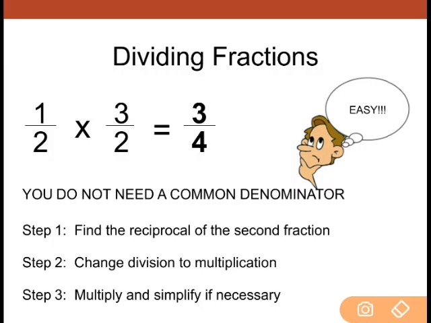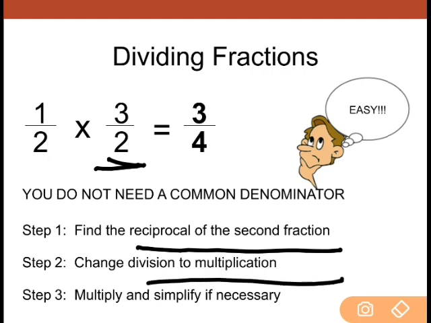Let's quickly recap what we need to do to divide fractions. Just do the reciprocal of the second fraction, change our sign from division to multiplication, and multiply the first fraction with the second fraction. And if it is necessary, we can simplify it also. Easy, huh?